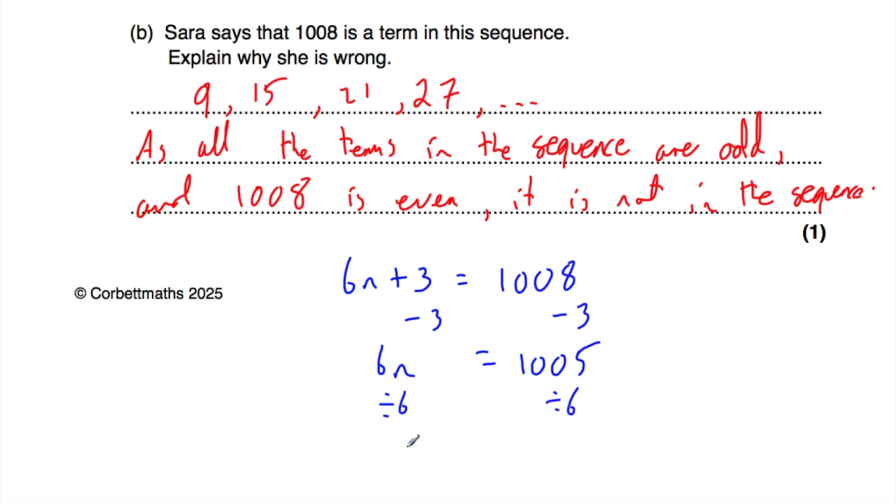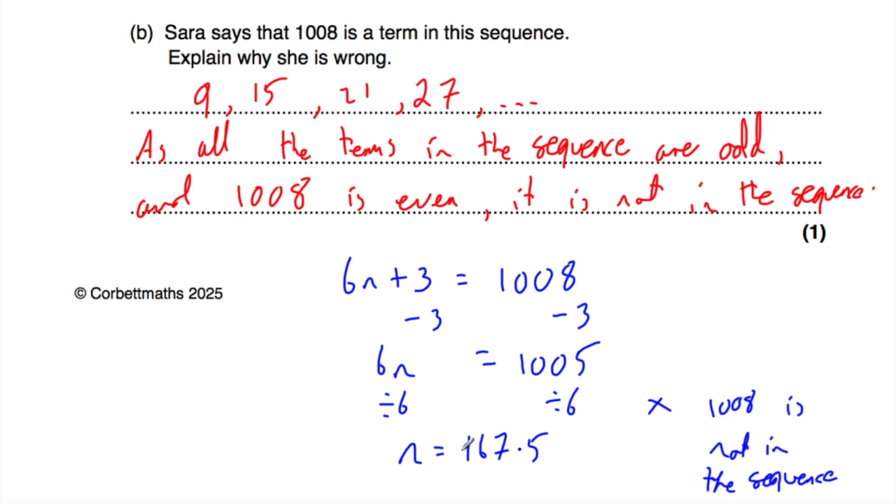6n divided by 6 would just be n, so we're dividing by 6 to get rid of the times by 6. And then 1005 divided by 6, you would need to use the bus shelter method for this, and that's why I think for this question being a 1-mark question, that's the best approach. But just to show you, I'm going to get a calculator and do it quickly. 1005 divided by 6 is equal to 167.5. So that means that 1008 would be the 167.5th term in the sequence. In other words, it's between the 167th and 168th term, so that means it's not in the sequence. So no, it's not in the sequence.